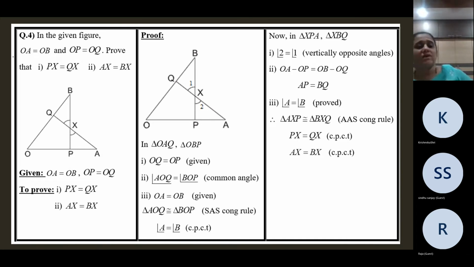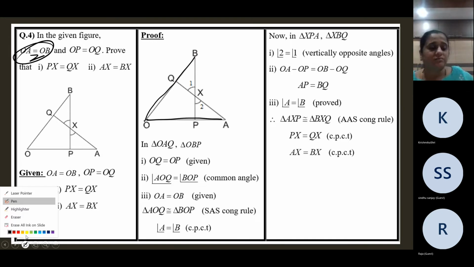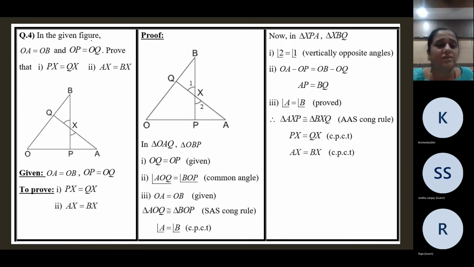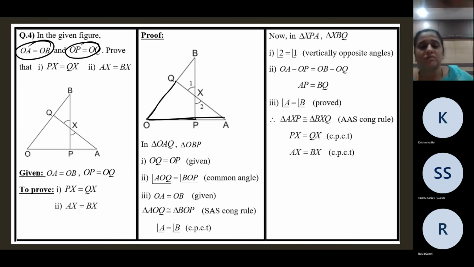All right. And then we have another thing given here. OA is equal to OB. OA of the first triangle is equal to OB of the second triangle. It's given. So we are given that these two sides are equal. We are given that OP is equal to OQ. Then we are given that OA is equal to OB. OA, this full side, is equal to this full side, OB, and this is the common angle.